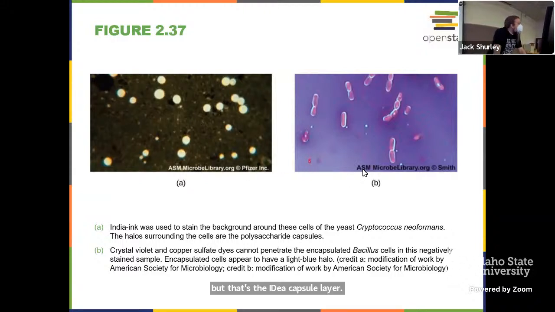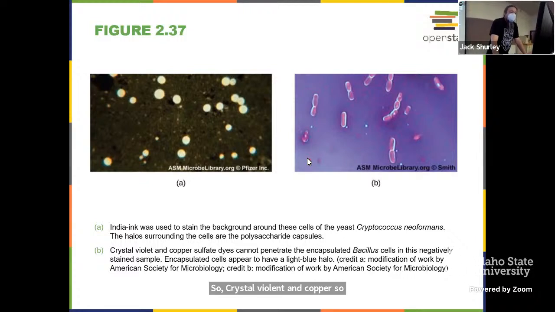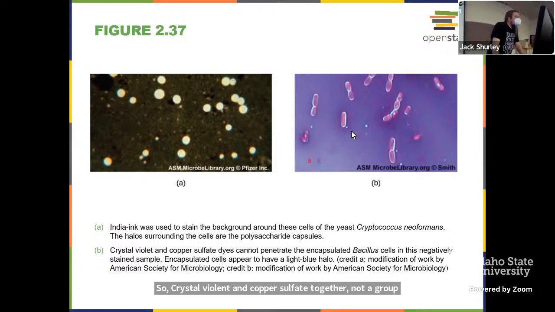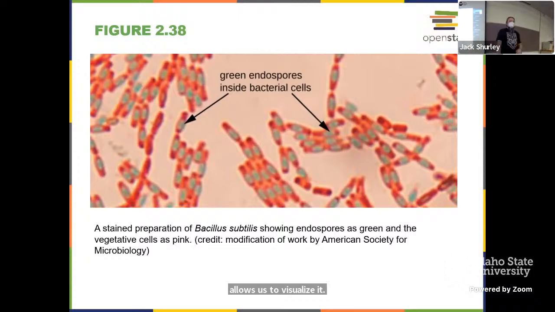This is a similar idea, different type of stain, but it's trying to show us a capsule on some bacillus. So they also can produce the sugary coating on the outside, and that kind of glowing halo around them is what is really being shown here, all right? So crystal violet and copper sulfate together, not a gram stain, right? It's a different staining procedure that allows us to visualize it. Here's some more bacillus, maybe the same ones we were just looking at.